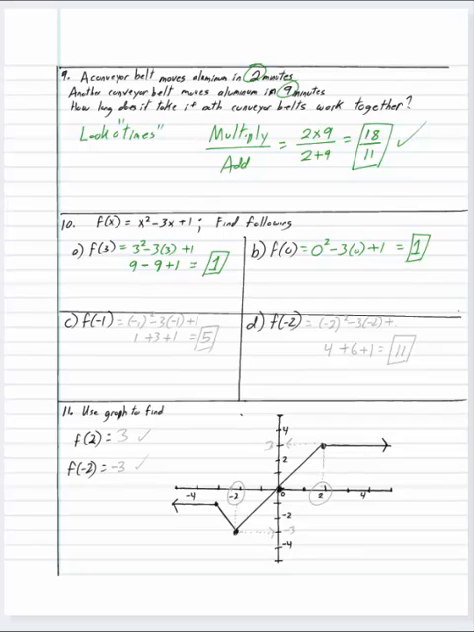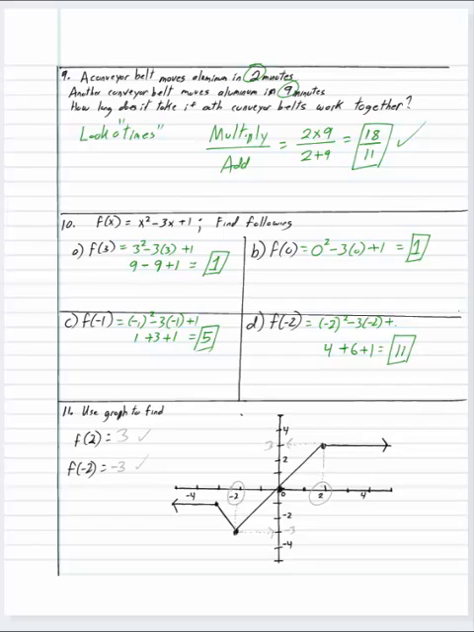With f of negative 1, we will replace all the x's with negative 1. Negative 1 squared minus 3 times negative 1 plus 1. Negative 1 squared is just 1. Negative 3 times negative 1 is positive 3 plus 1. And all of this combines to make 5. And with negative 2, we will get negative 2 squared minus 3 times negative 2 plus 1. Negative 2 squared is 4. Negative 3 times negative 2 is positive 6. And then plus 1, we get 11.